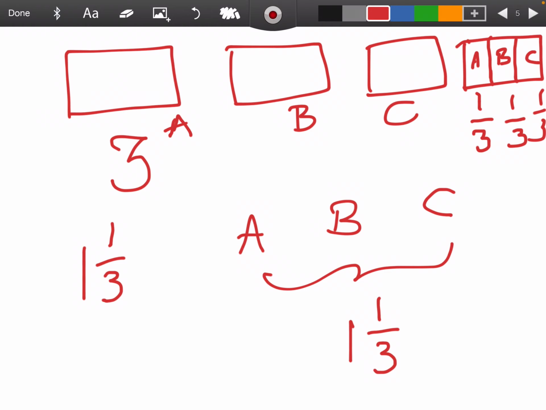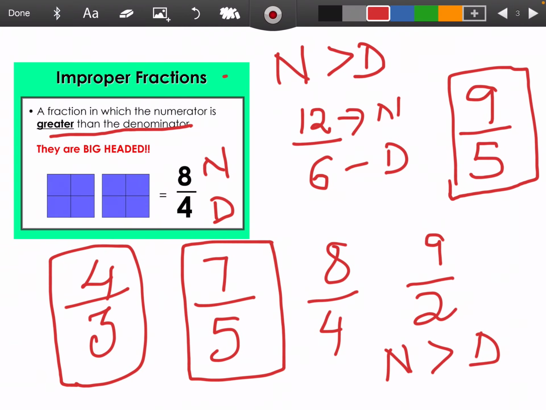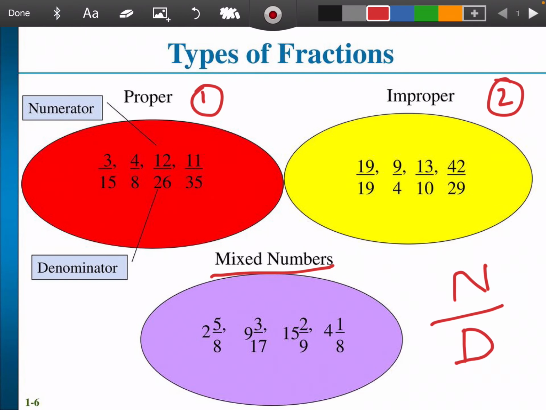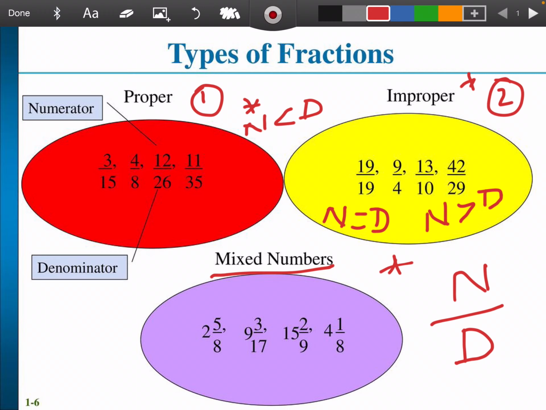So let's review it quickly. We have 3 types of fractions: proper fraction, improper fraction, and mixed numbers. A proper fraction is the one in which the numerator is smaller than the denominator, and the improper fraction is the one in which the numerator is greater than the denominator, or the numerator can be equal to the denominator. You can see one example here, 19/19. Here numerator and denominator are the same.